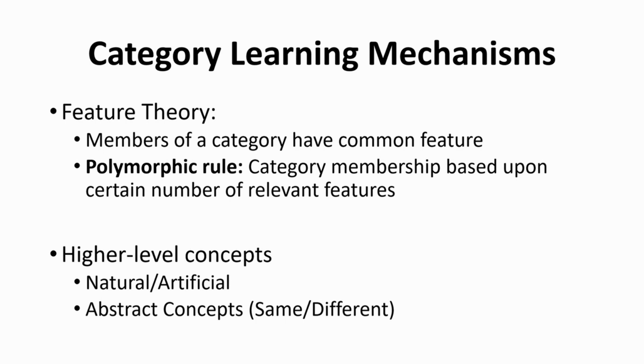We can have a polymorphic rule where there are usually multiple features that are used to determine if something fits into a category. The more features that you have in common with that category, the more likely you are to put that item into that category. And the textbook also talks briefly about higher level concepts. You can discriminate between things that are natural versus artificial.